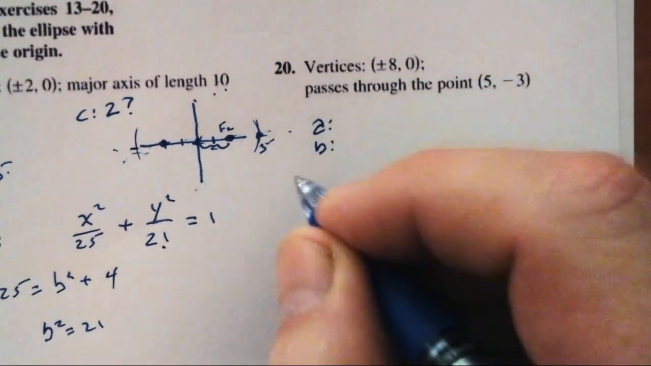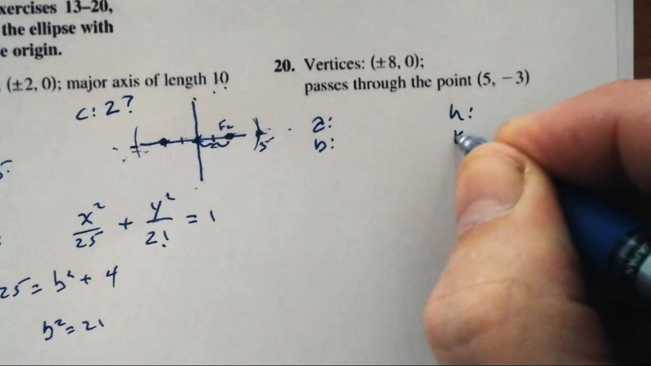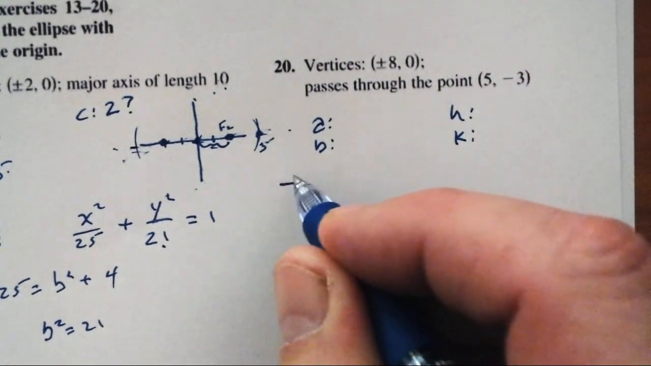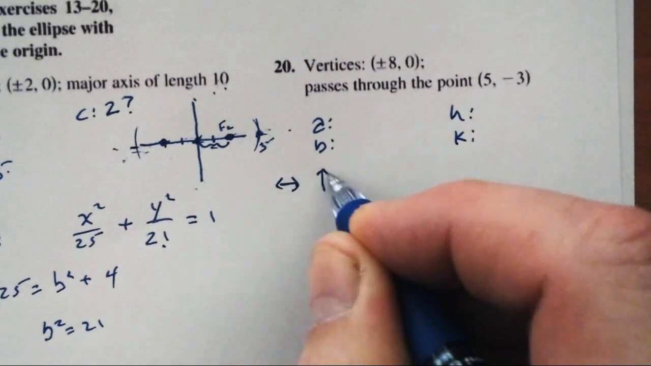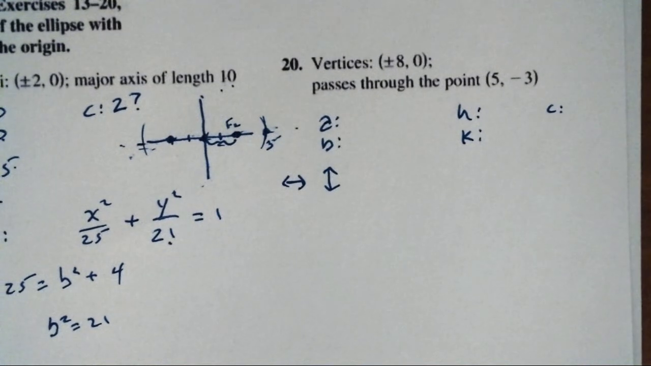I'd love to know A, I'd love to know B, I'd love to know H, I'd love to know K. I'd love to know which direction it is opening. Is it right, left, or is it up, down? And maybe I'll know C along the way, but maybe I don't need it.